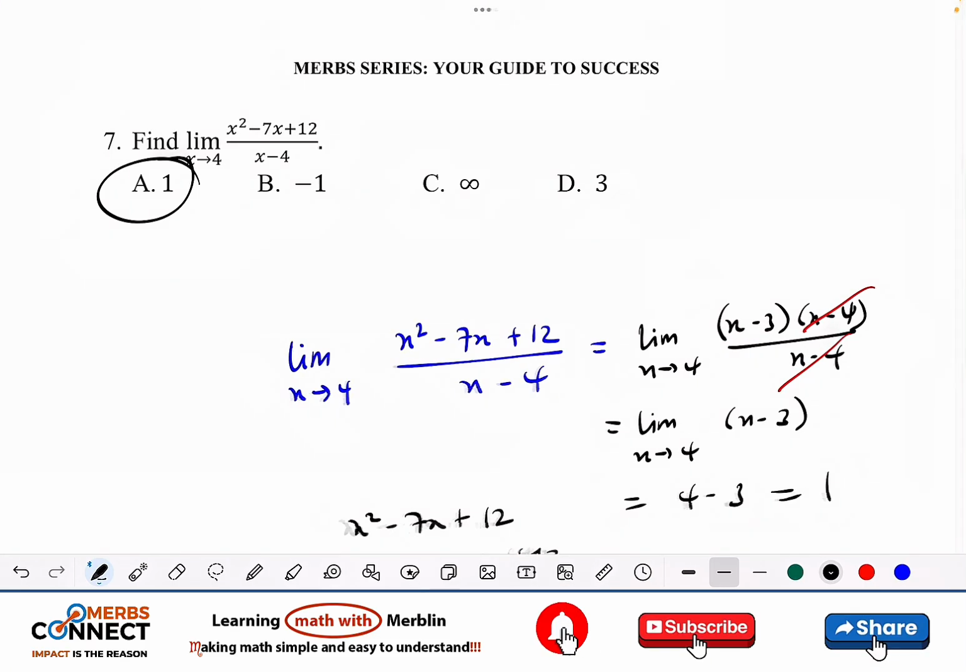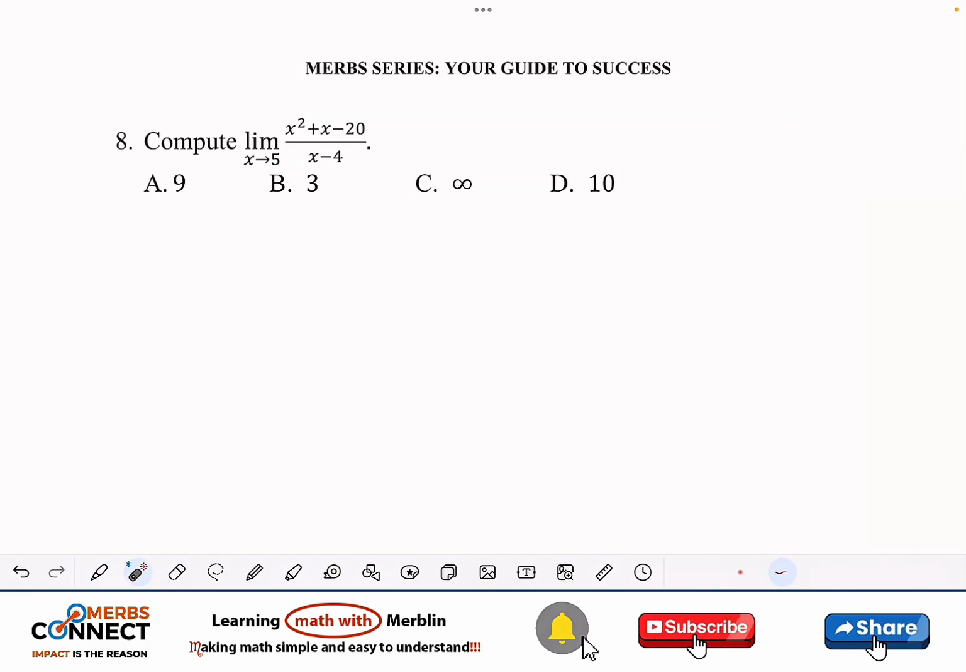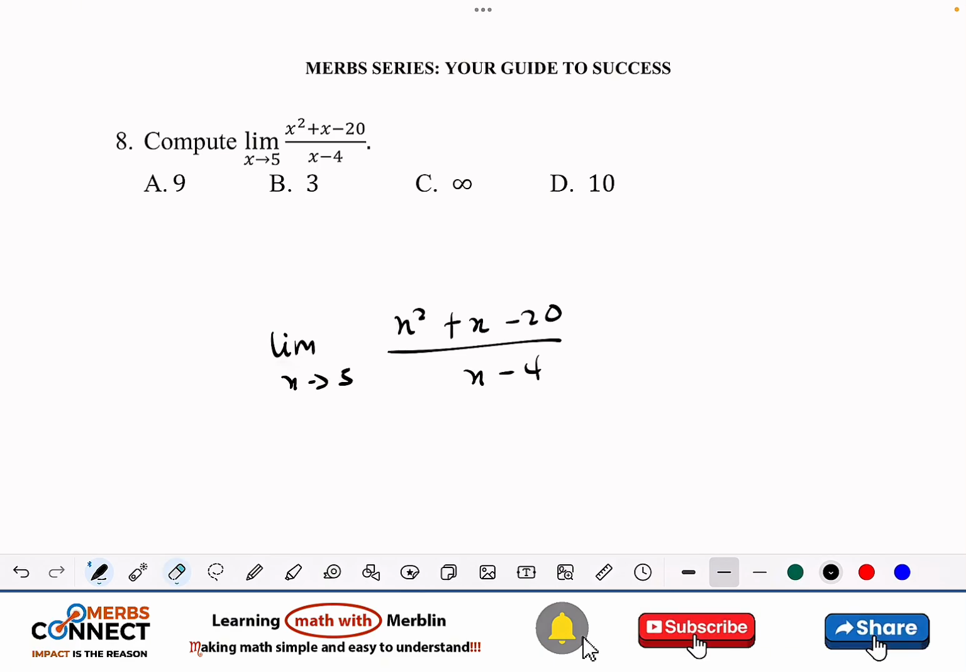Very good. Now let's look at this one. I think this one is almost the same as this, but this, we look at the denominator. Limit as x is approaching 5, x squared plus x minus 20 divided by x minus 4. Think about the denominator. Set x equal to 5. Put it here, and you are going to get 1. So it means that we can do direct substitution here.